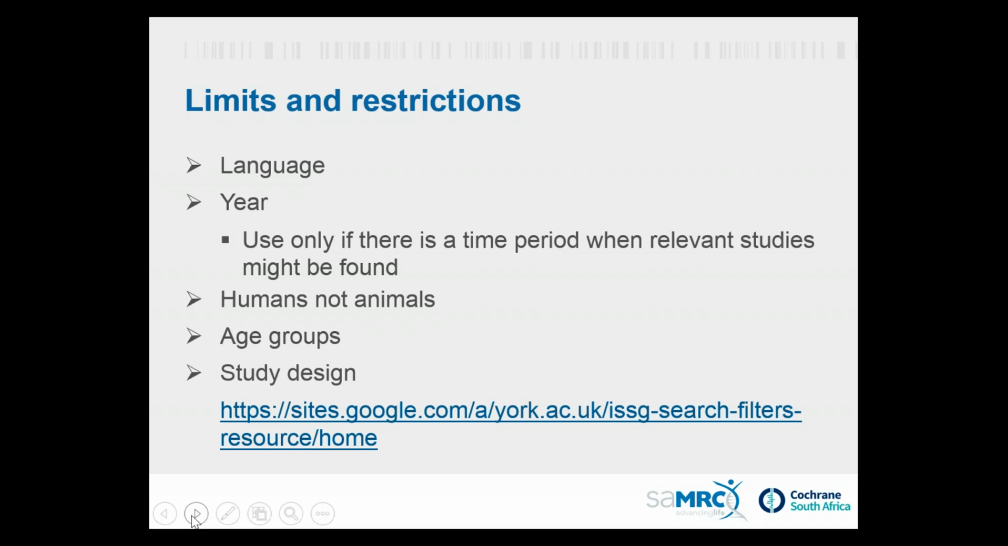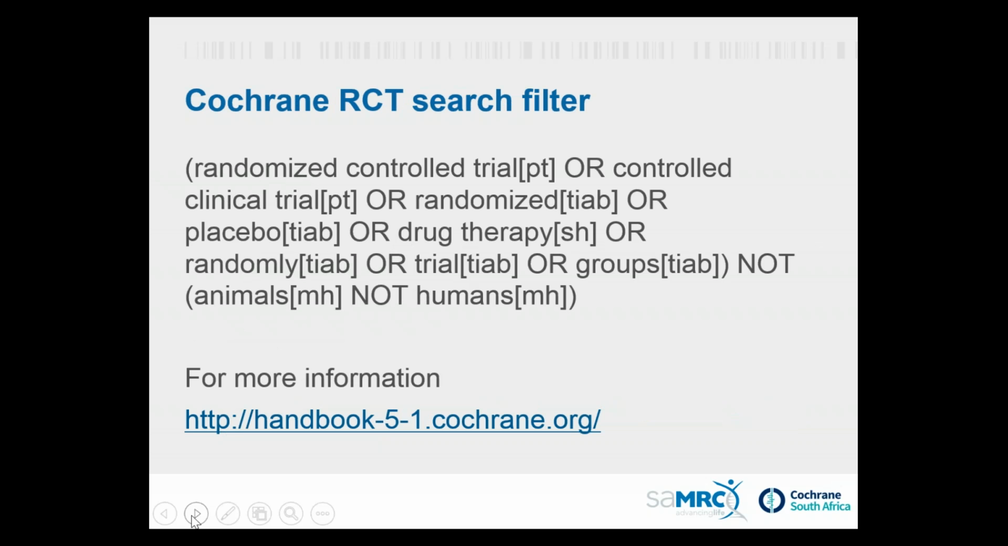So this is just a website where you could go and find different search filters, including if you were looking at a specific population. Elizabeth Pienaar has developed a search filter for African studies, and that is where you actually go and find a list of the various search filters. That's an example of a validated search filter which has been developed by Cochrane for when you're searching for randomized controlled trials. And there's a link to the Cochrane Handbook for more information about searching.